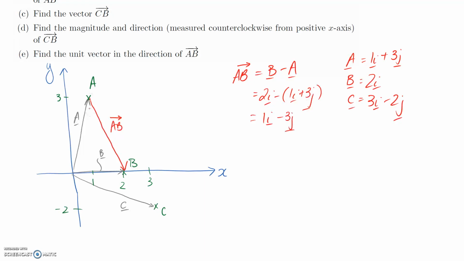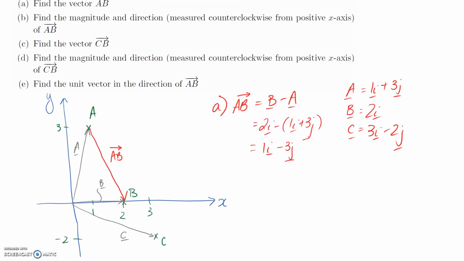Again, we could have got that just by looking at it for this one. So we can see that this vector here is 1 over in the x direction, so that's why it's 1i. And then 3 down, so -3j there as well. Alright, so that's the answer to part A.